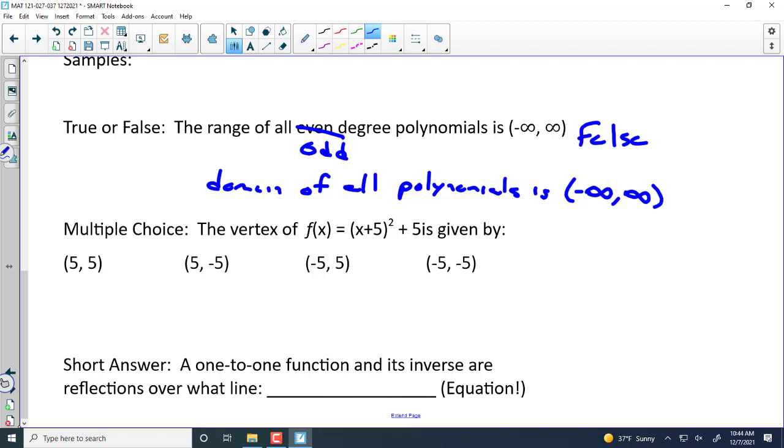It says the vertex of this quadratic is given by which one of these choices down here? Which one is it, the first, second, third, or fourth? And what do we have to remember? When we're doing the vertex of a quadratic, you switch the sign on x, but not on y. Does that sound familiar to everyone? So it's going to be this one.